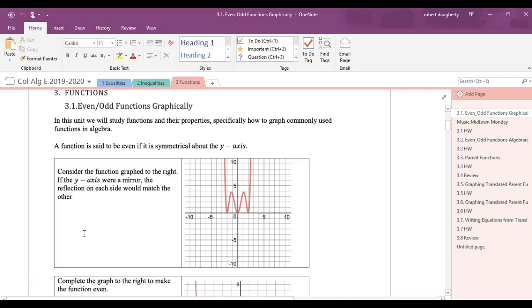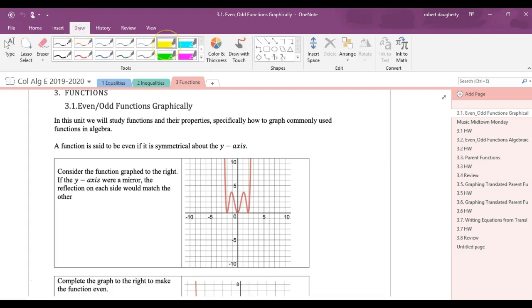Okay, 3.1, functions being even or odd. Hey guys, up here. So we will say that a function is even if it is symmetrical about the y-axis. Okay, so that's what it means for a function to be even. It is symmetrical about the y-axis.